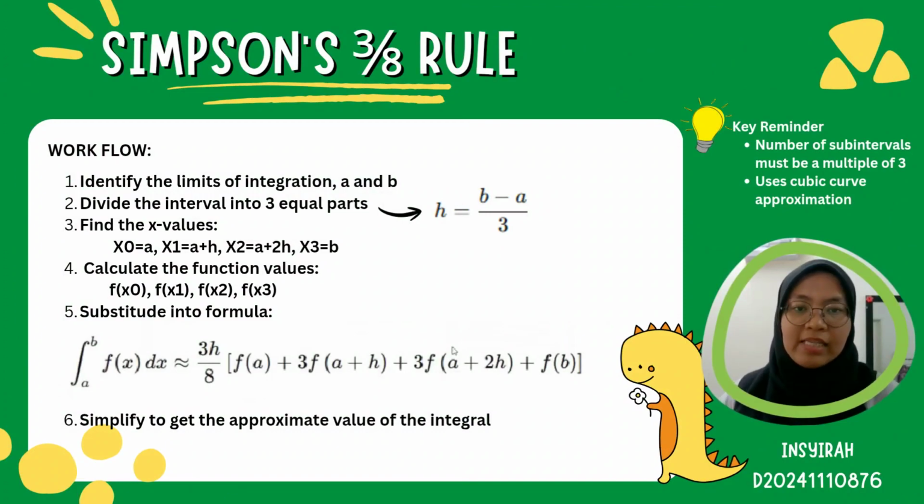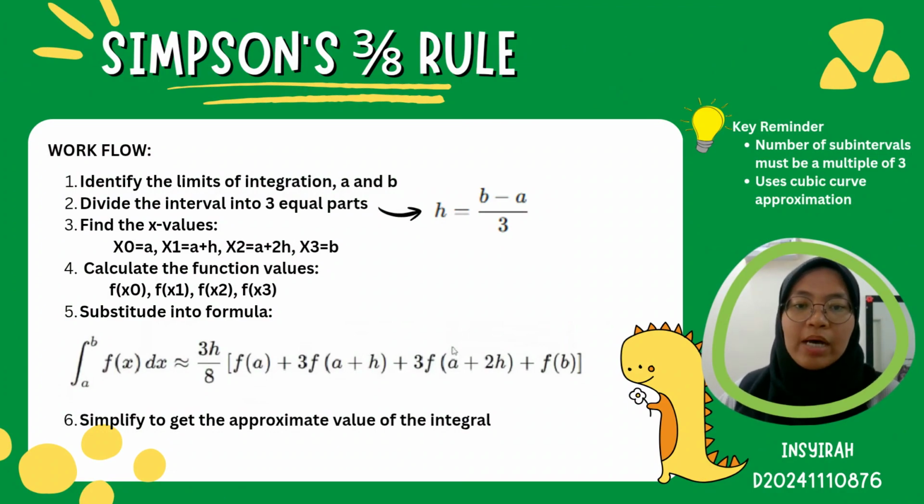We begin by identifying the lower limit a and the upper limit b, then the interval from a to b is divided into 3 equal subintervals. The width of each subinterval is called h, and it is calculated as b minus a divided by 3. Next, we determine the x values: x0 at a, x1 at a plus h, x2 at a plus 2h, and x3 at b. After that, we calculate the function value at each of these points.